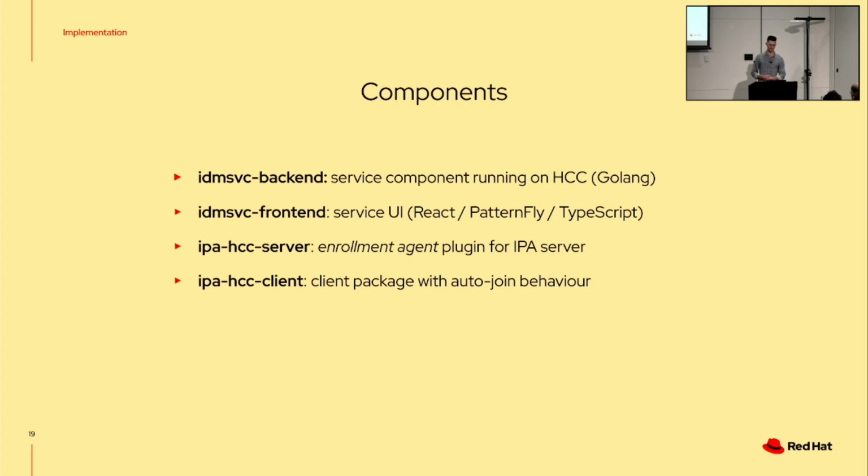The IPA HCC server plugin is installed on the IPA server. You didn't see the installation step, that wasn't part of the demo, but that's something that you install, and that plugin is implemented in Python. And the client side is just a Python script and some systemd configuration to trigger the auto join behavior when the machine has successfully registered with Subscription Manager and Insights.